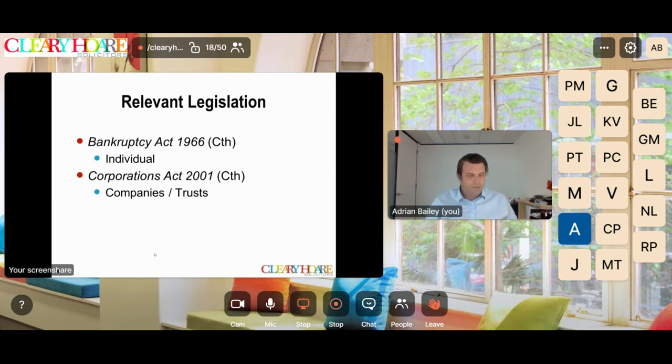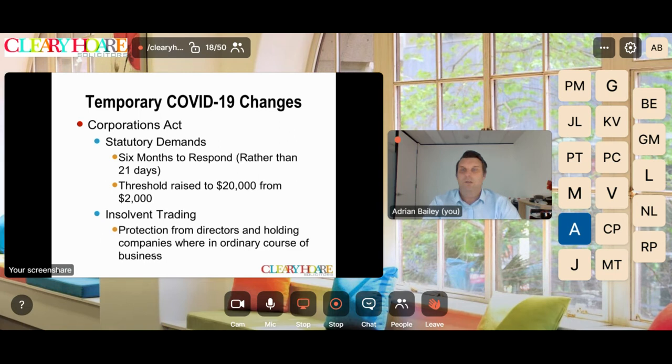With that, jumping straight into some of the temporary changes that have come in due to COVID-19. So these were announced by the government in March. They are all currently legislated to be 6-month only changes. Of course, that may change down the track if the situation continues, or they may just be removed after 6 months. So we'll have to wait and see that.